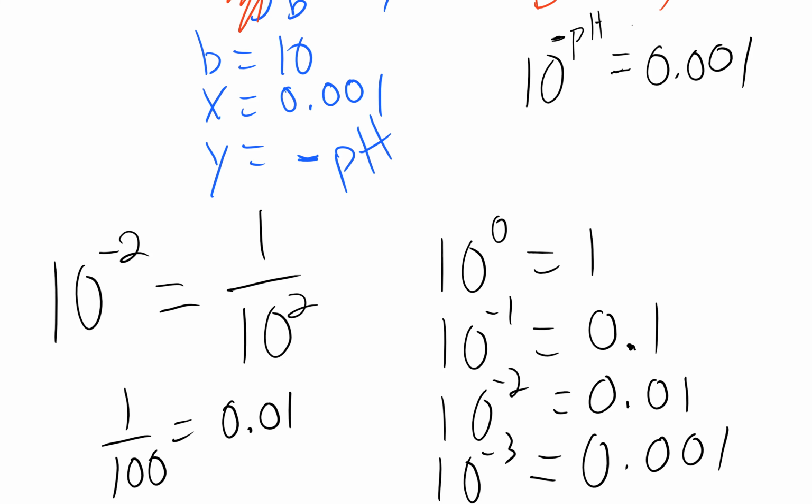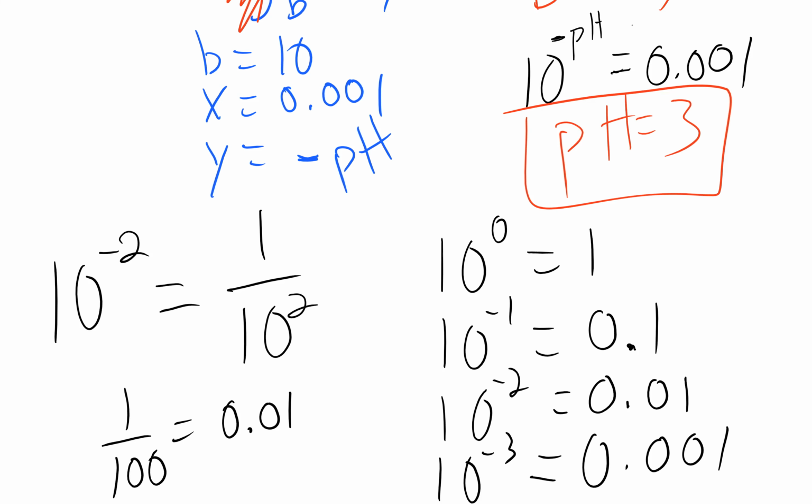Make sense? This is how you do all your logarithms. So in this case, negative pH would be -3, and pH would be equal to what? 3. It's +3. pH is +3. That's right. Because there's already a negative sign there.